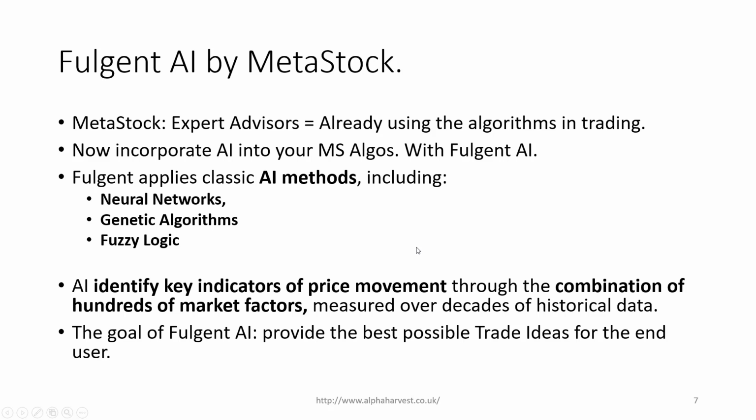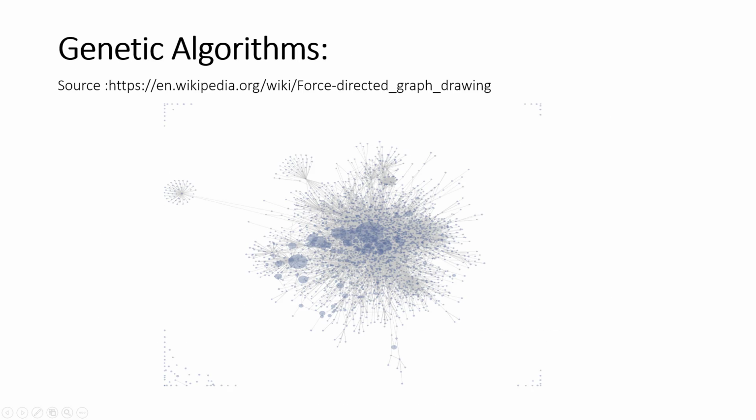Now, in the Fulgent AI running on the Metastock platform, we use neural networks, genetic algorithms, and fuzzy logic, among other things, to identify high probability trades. The way this works is, let's say you've got one of my favorite indicators, MACD, stochastics, momentum. So let's say I have 3 of these technical indicators that work very well. And now I ask the AI, go and look at all the other technical indicators available and find high probability trades. So go and test each one.